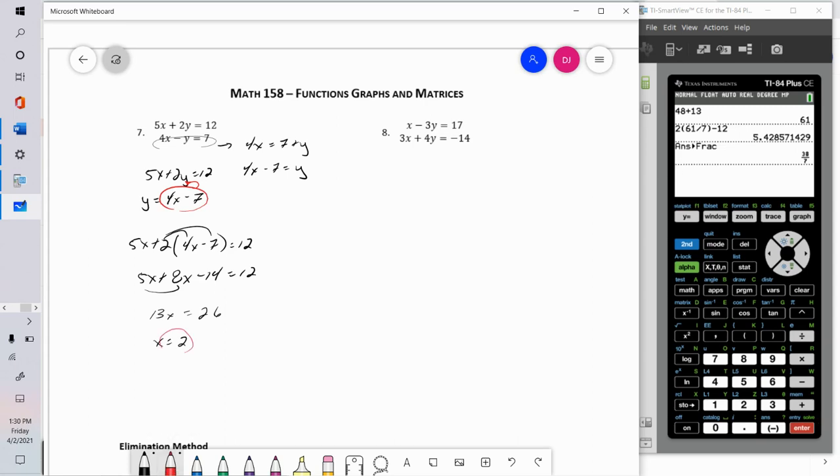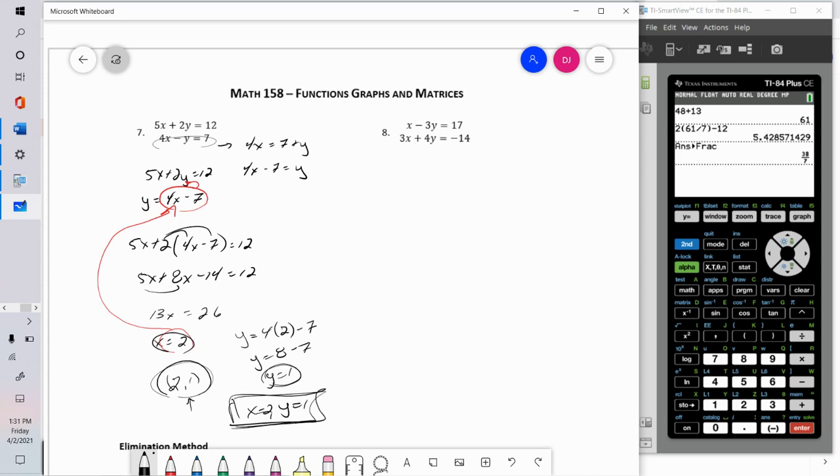Then that 2, take that and put it back. Always substitute back into the equation that's either already solved for x or already solved for y. So y will equal 4 times the x value of 2 minus 7. So y is 8 minus 7, or 1. So x is 2, y is 1. (2, 1) is the point where the two lines intersect. Personally, I prefer that you give me the ordered pair (2, 1). I'm also okay if you tell me that x equals 2, y equals 1. I'm okay with that solution as well. Either way you want to do it.